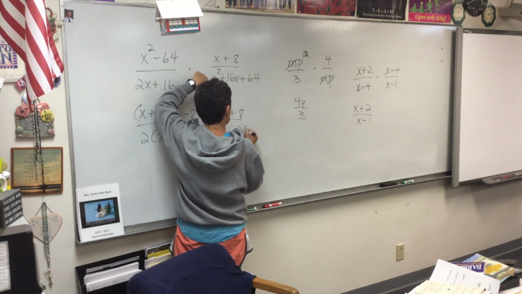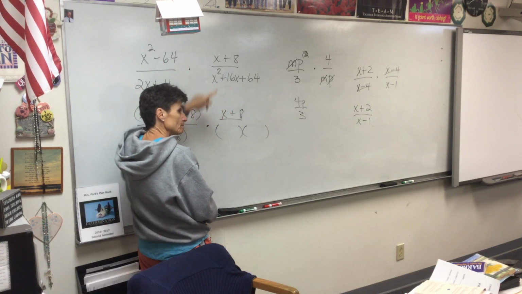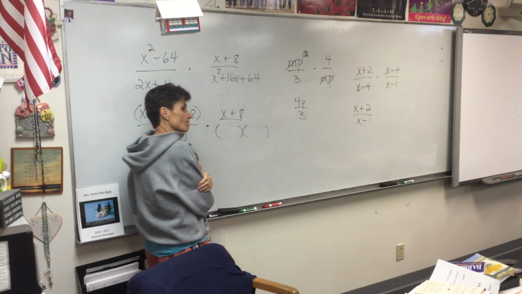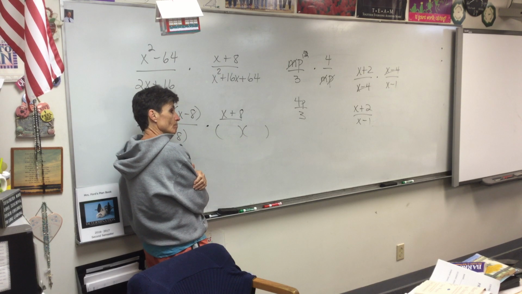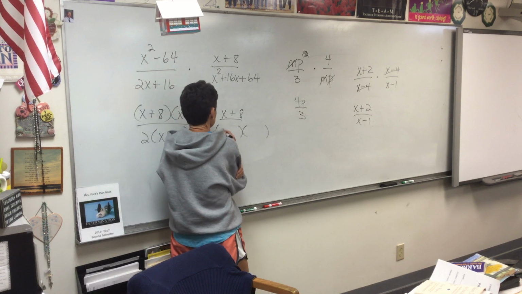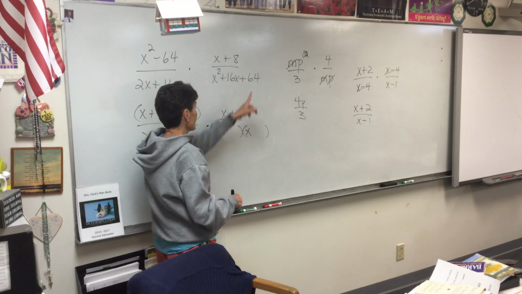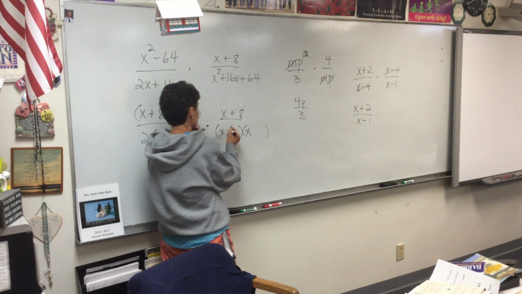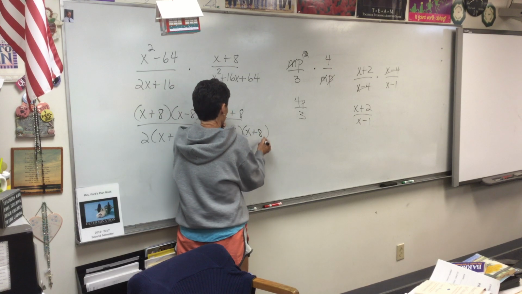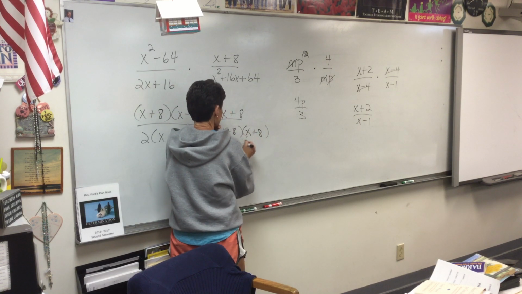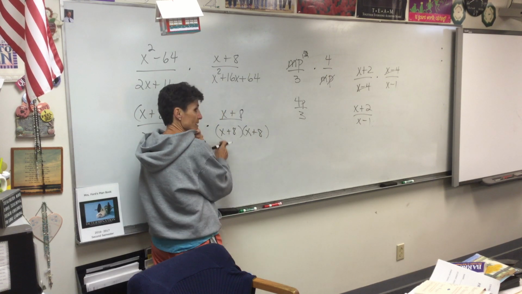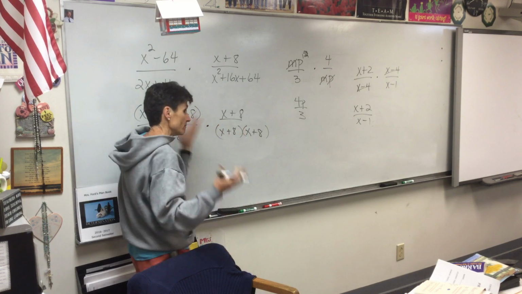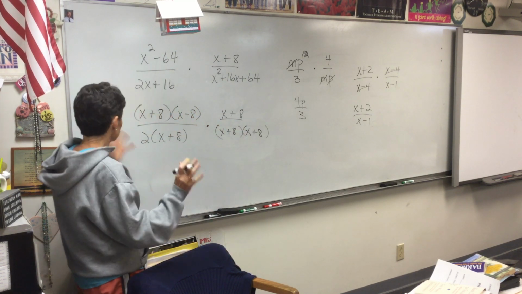What about this? This factors. How would that factor? Walk your way through it. So we got an x and an x. Now what times what gives you 64? So x plus 8, x plus 8. Would that outside and inside give me a 16? Yeah. Okay, factored. Start canceling.